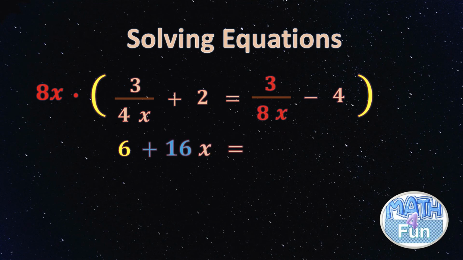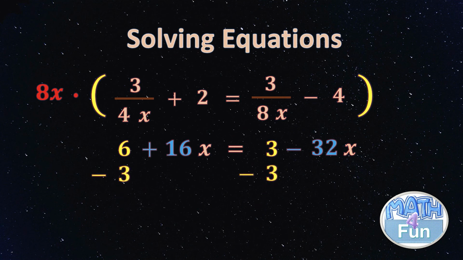And we have equal. And now 8x divided by 8x is going to be equal to 1. 1 times 3 is 3. And finally, 8x we multiplied by minus 4. We get minus 32x. Now it becomes a proper form of the equation. So what do we do here?